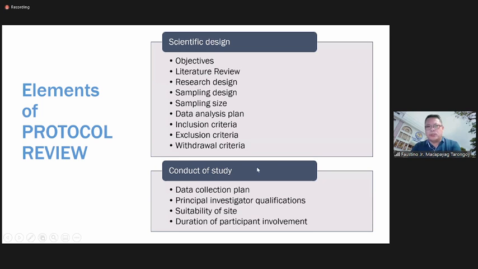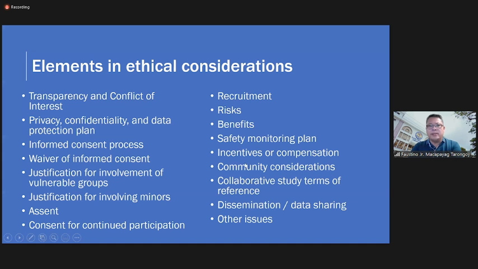When we review your protocols, these are the elements we usually look at in the form that you will receive. These are the things that we normally assess when we review your protocol, from the research design, the inclusion criteria, to the data collection and the duration of participant involvement. You will know more of this once you get the form itself. And in terms of ethics, there are a lot of elements that need to be looked at. I don't have time anymore to go into the individual explanation of this.